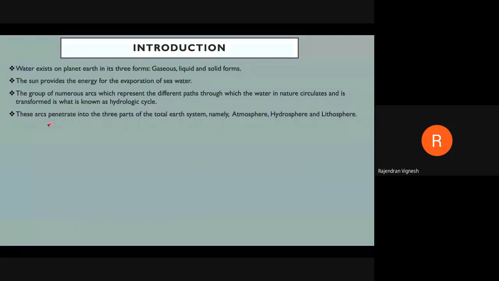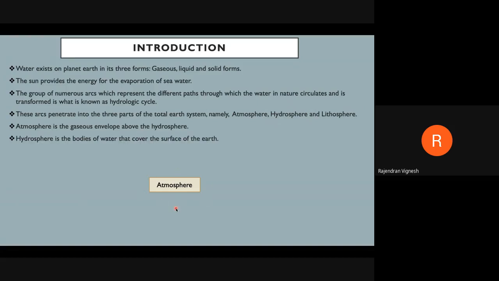These arcs penetrate into three water systems: the atmosphere, where the water comes from; the hydrosphere, the location where the water will be available; and the lithosphere, our rock part. So what exactly are the atmosphere, hydrosphere, and lithosphere? The atmosphere is a gaseous envelope above the hydrosphere. We'll just see one picture. This is the atmosphere, the top layer, and next is the hydrosphere, where the water available in the atmosphere will flow into the hydrosphere.